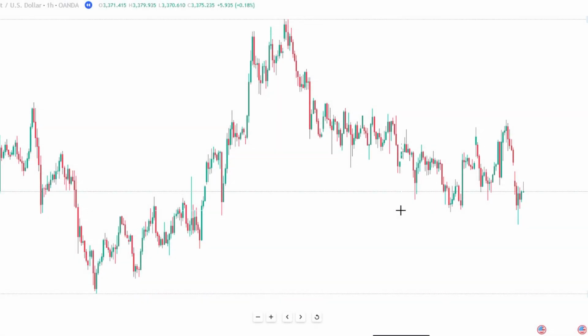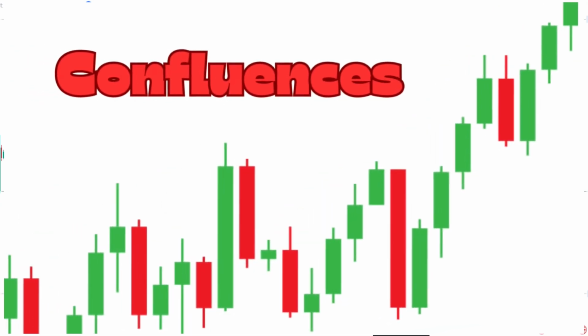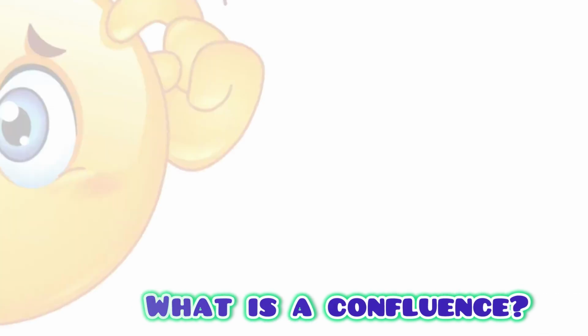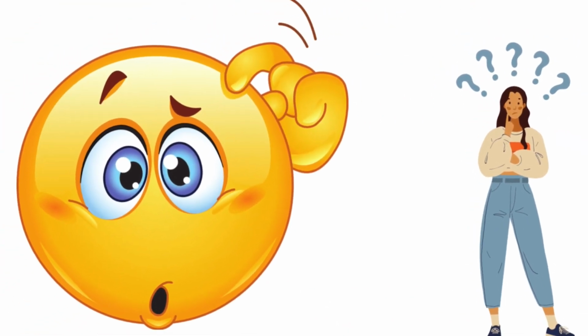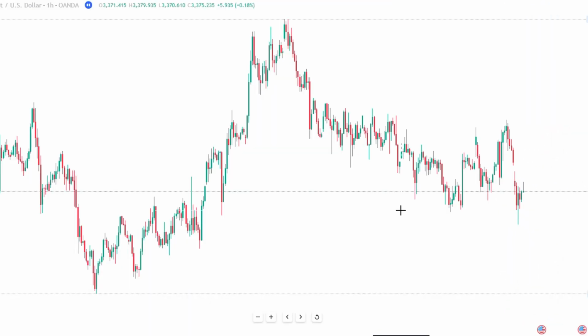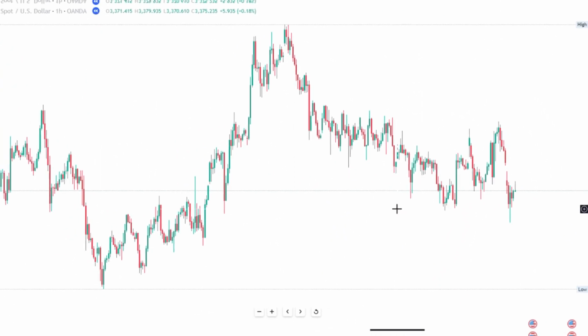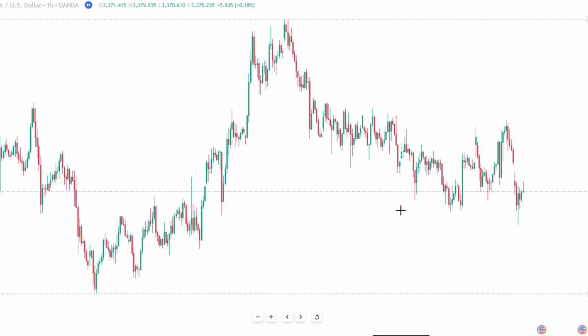Hey traders, so we're on the charts and today we're going all in on confluences. And really, I want to start off with what is a confluence, because sometimes a lot of people get confused with the terminology and they really don't understand what it is. So a confluence literally means multiple factors coming together to support a trade idea. It is literally where two or more technical signals overlap.